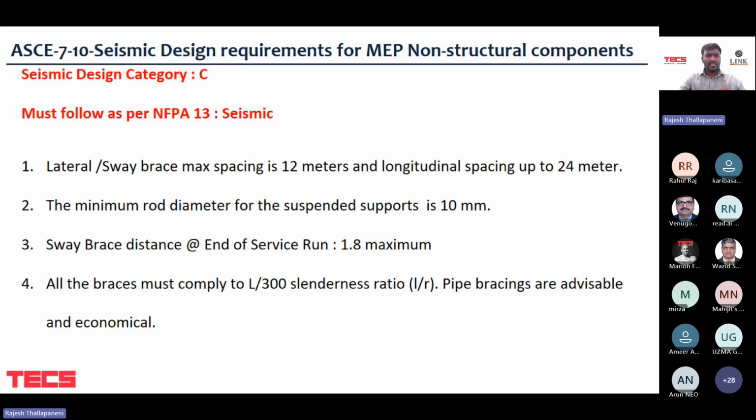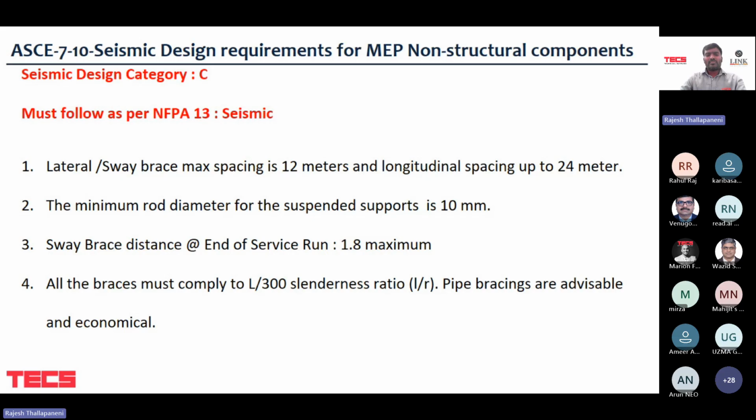So there are two kinds of braces: lateral brace, which is always perpendicular to the support, and sway brace, which is in the direction of the pipe, or parallel to the pipe. The maximum spacing that can be considered in seismic for lateral brace is 12 meters, whereas the longitudinal can go up to 24 meters. But there are certain conditions, which we will be discussing in the next slide. And the minimum rod diameter for the suspended is 10, which we discussed already. And sway braces distance to the end of service is 1.8 meters. So this will also be presented in a pictorial format.